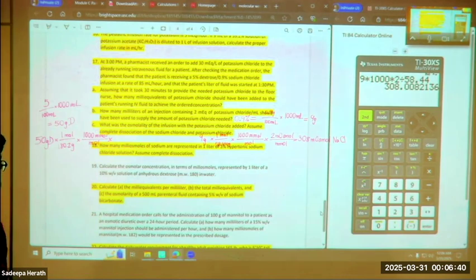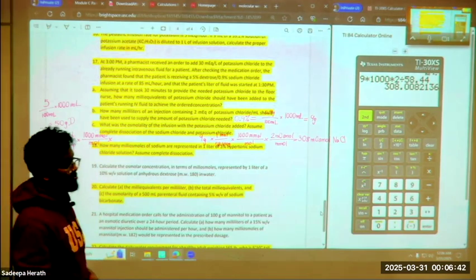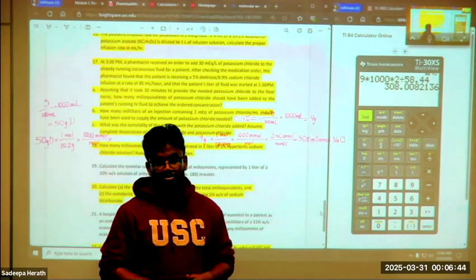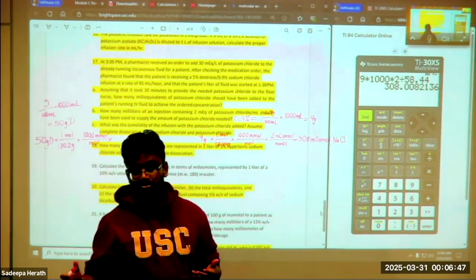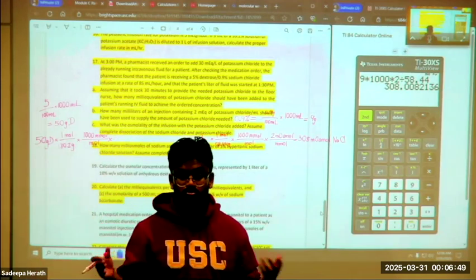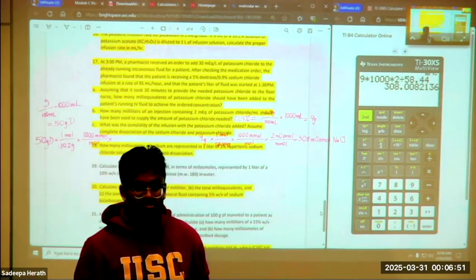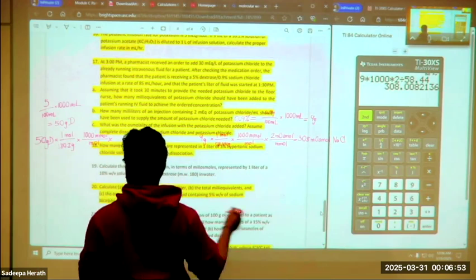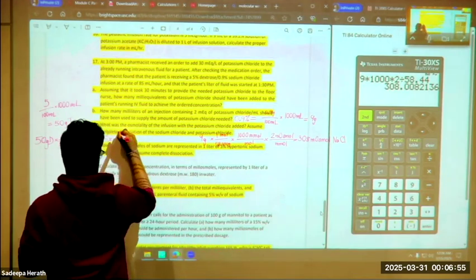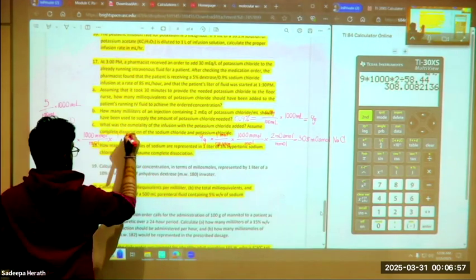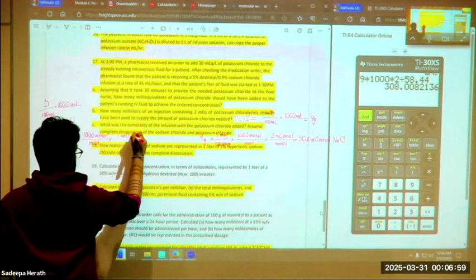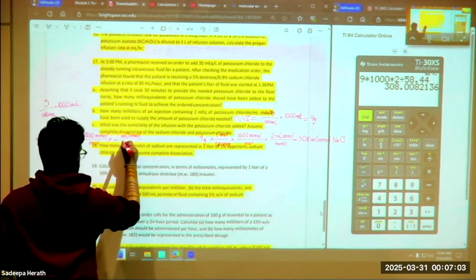Times, okay, dextrose. Dextrose isn't a compound that even dissociates. So it wouldn't dissociate into two different particles or three, whatever particles. It just remains as one particle. So that's just 1 milliosmol to worry about. So there is 1 milliosmol in 1 millimole.